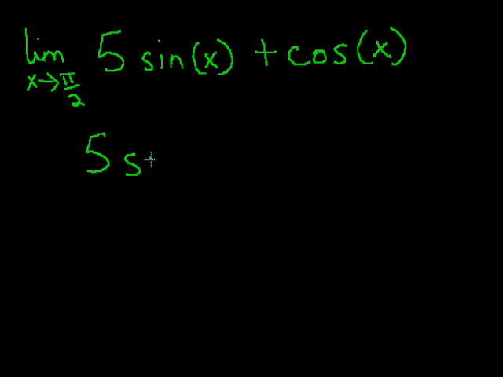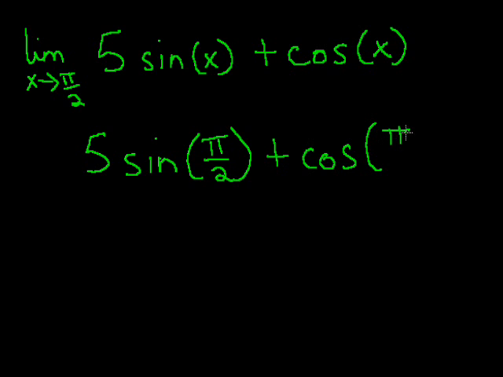So we have 5 times the sine of pi over 2 plus the cosine of pi over 2. Okay, so what's the sine of pi over 2? The sine of pi over 2 is 1. And if you don't know what the sine of pi over 2 is, you could just plug that in your calculator. I think in pre-calculus they usually make you memorize the most common sine and cosine values, like pi over 2 and things like that. But if you don't remember, you can always just plug it into your calculator.